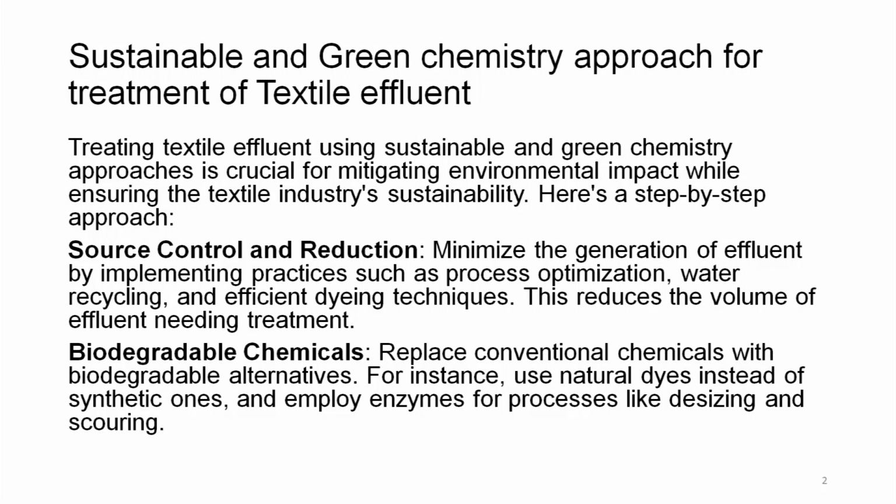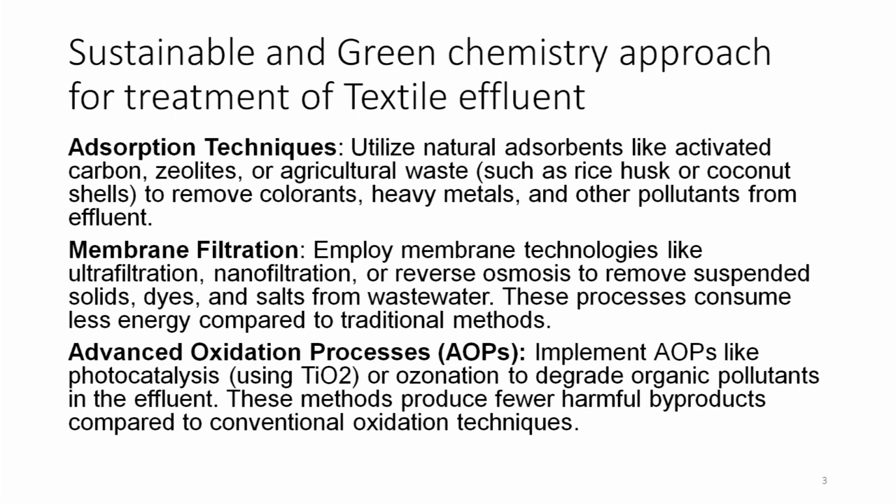Biodegradable chemicals. Replace conventional chemicals with biodegradable alternatives. For instance, use natural dyes instead of synthetic ones and employ enzymes for processes like desizing and scouring, which are biodegradable. Adsorption technique. Utilize natural adsorbents like activated carbon, zeolite or agricultural waste such as rice husk or coconut shell to remove colorants, heavy metals and other pollutants from the effluent.